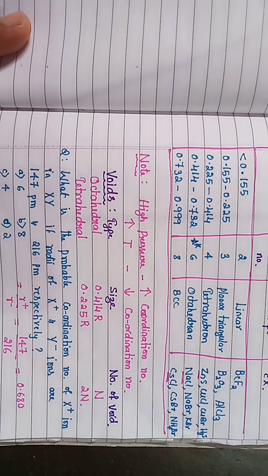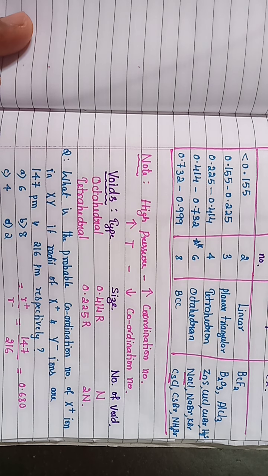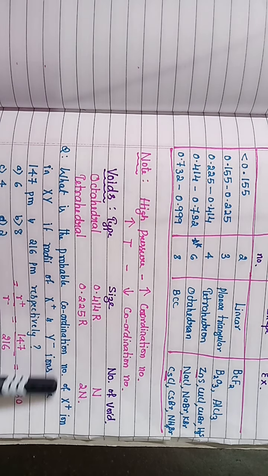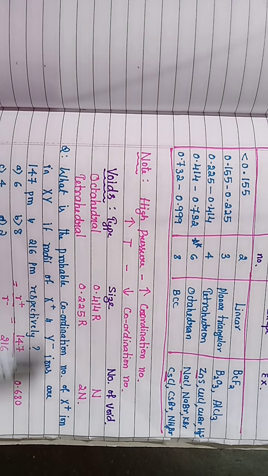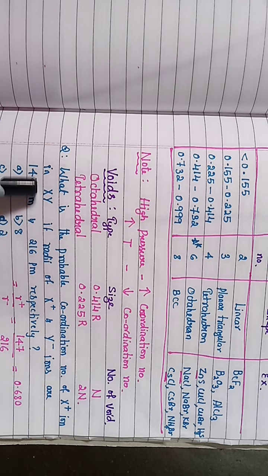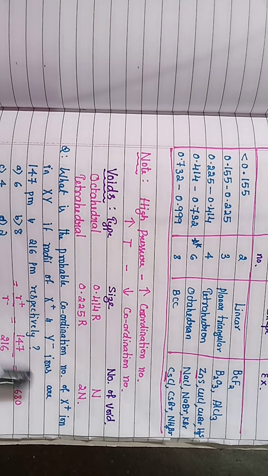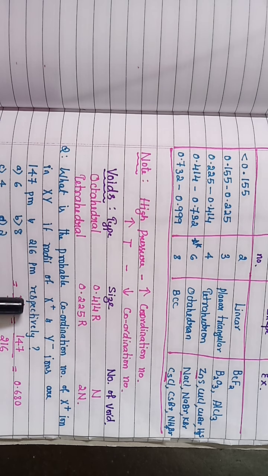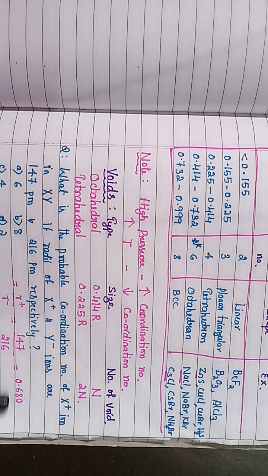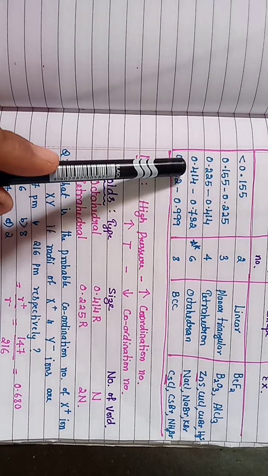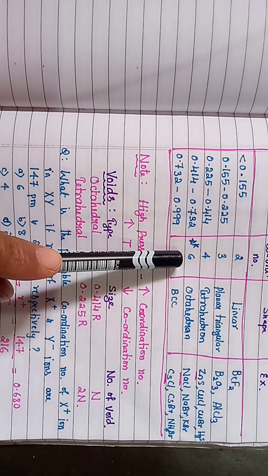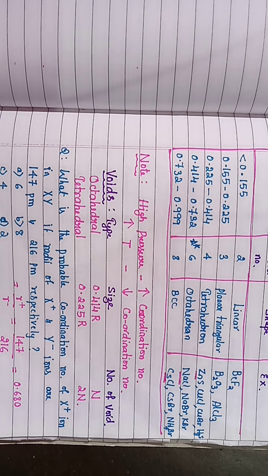So we have one question from the previous year based on radius ratio. What is the probable coordination number of the cation X plus in XY, if the radii of X plus and Y minus are 147 picometer and 216 picometer respectively? So the radius of the cation is 147 and the radius of the anion is 216. If we divide, we will get 0.680. This is the radius ratio, and this radius ratio comes between this range. So the coordination number of X plus ion will be 6. In this way we have to solve the questions.